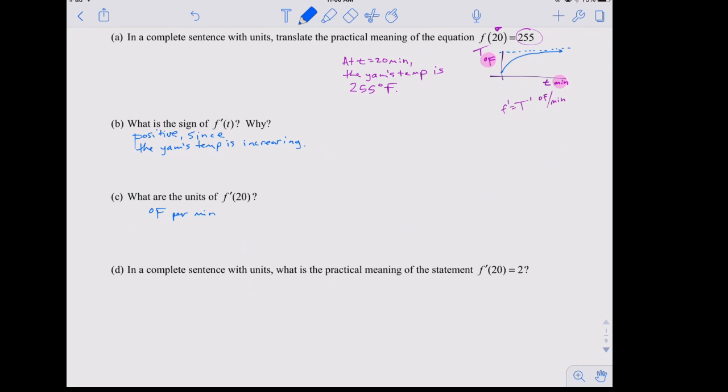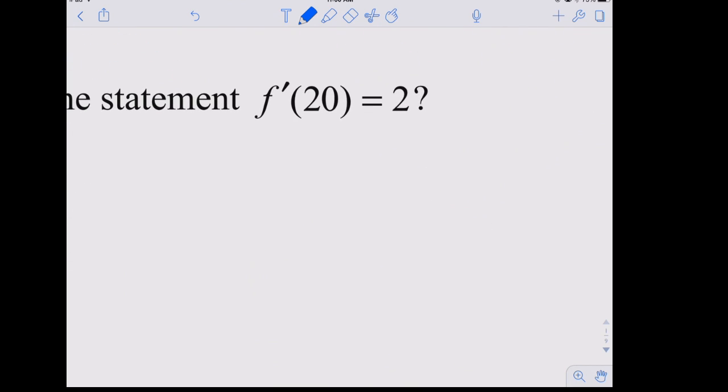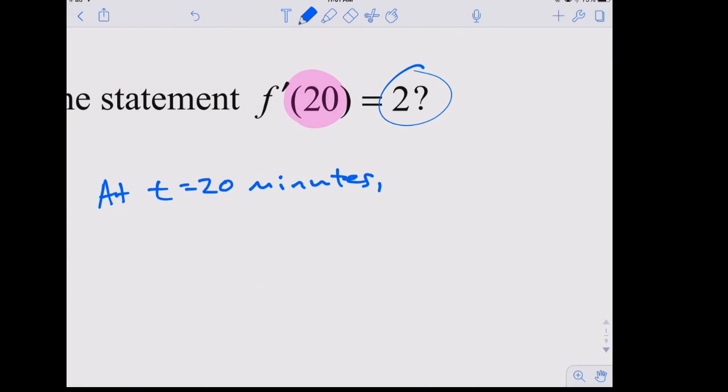All right, so now it's all leading up to this. In a complete sentence with units, what is the practical meaning of the statement F prime of 20 equals 2? 20 is your independent variable. What are the units of 20? Minutes. So that's your introductory adverbial clause. So at t equals 20 minutes, which is a lot shorter than saying after the yam has been in the oven for 20 minutes. This works as well. At t equals 20 minutes, comma, what are the units of 2? Degrees Fahrenheit per minute. So that's an instantaneous rate of change of the yam's what?